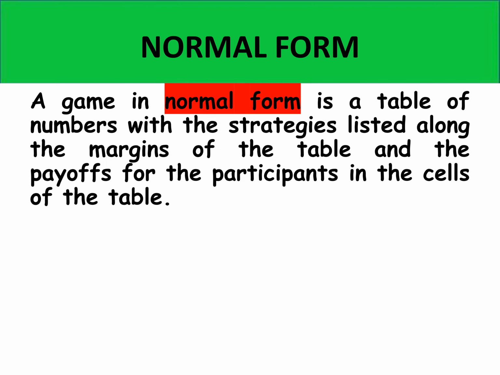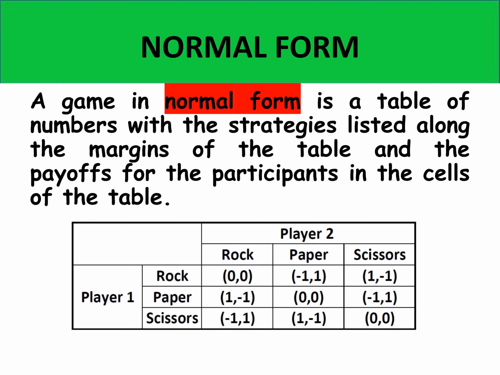A two-player game in normal form is a table of numbers with the strategies listed along the margins of the table and the payoffs for the participants in the cells of the table. In the normal form of a game, the row player is player number 1 and the column player is player number 2. Now what you see in the slide is the normal form of the rock, paper, and scissors game.